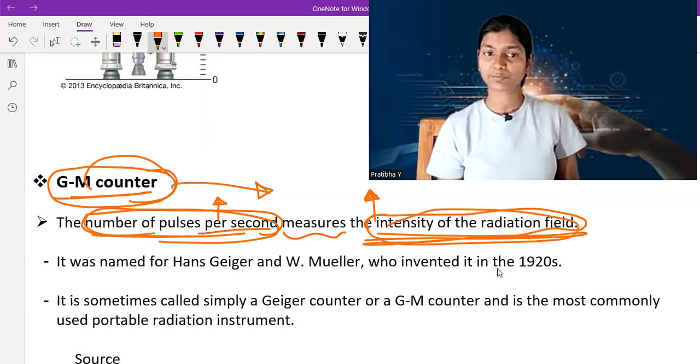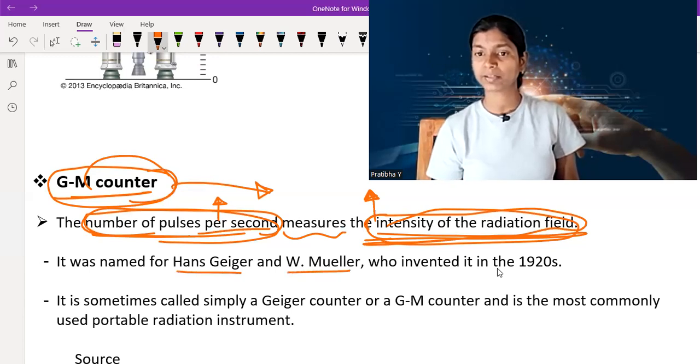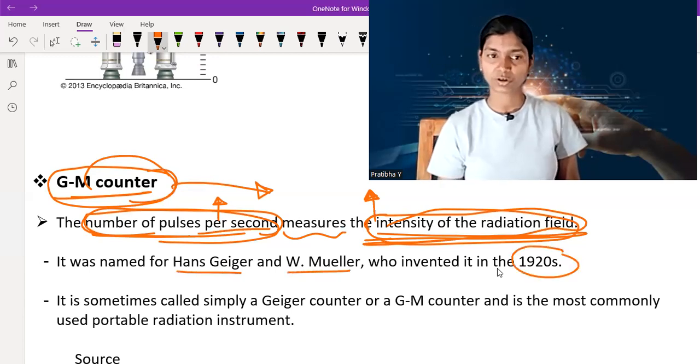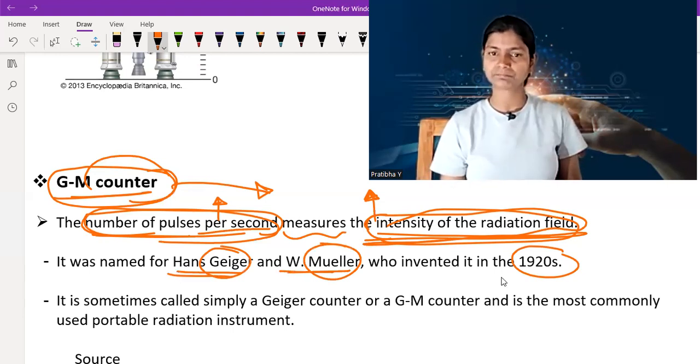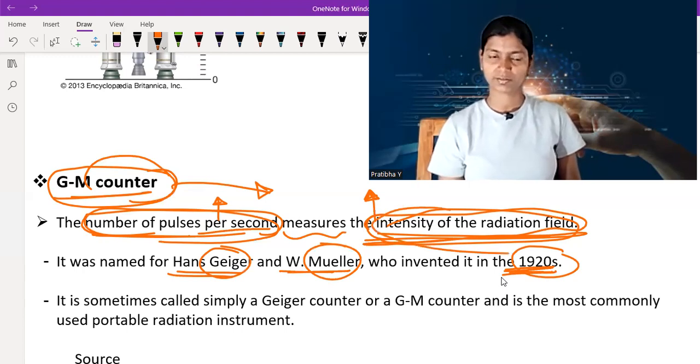It was named for Hans Geiger and W. Muller, who invented it in 1920. GM counter: G for Geiger, M for Muller. So two scientists, Hans Geiger and W. Muller, invented this machine in 1920. And this GM counter is a machine which measures the intensity of radiation with the help of the number of pulses.